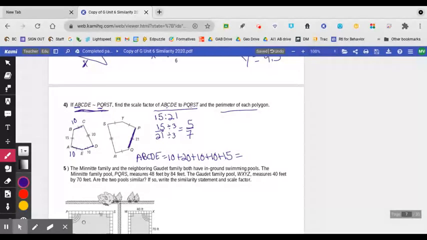I get 65. So now to find the perimeter, which I'm going to call P, of the large one, I'm going to do 5/7, because that's my ratio, equals the perimeter of the small one, 65 over P. Cross multiply, so 5P equals 65 times 7, which is 455. Divide both sides by 5, and I get P equals 91. So the perimeter of the larger one is 91.